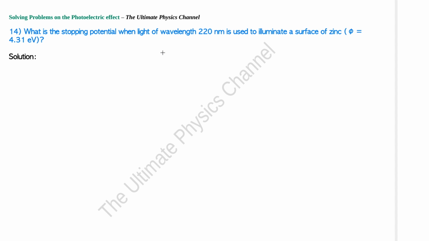What is the stopping potential when light of wavelength 220 nanometers is used to illuminate a surface of zinc whose work function is 4.31 eV? So for zinc, this is given. We need to calculate the stopping potential in this case, when lambda is given as 220 nanometers and phi is given as 4.31 eV. So we can first proceed to calculate lambda max using the phi value.